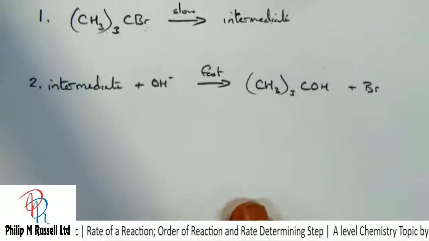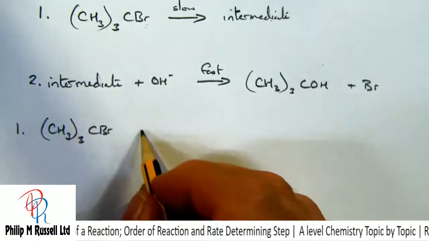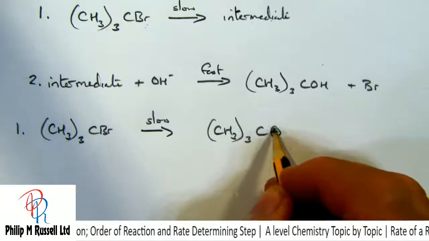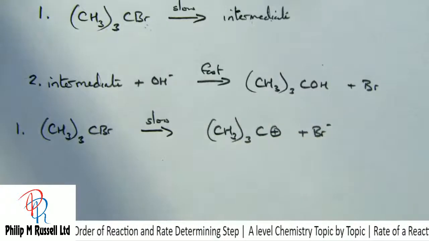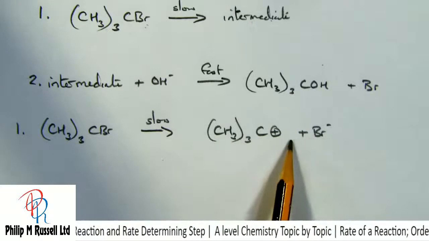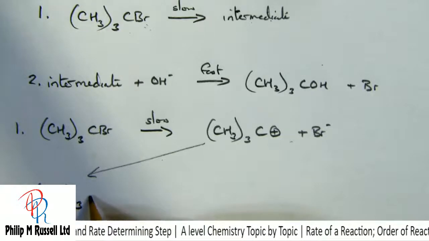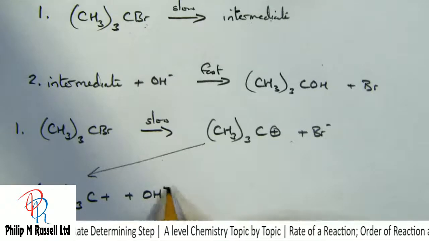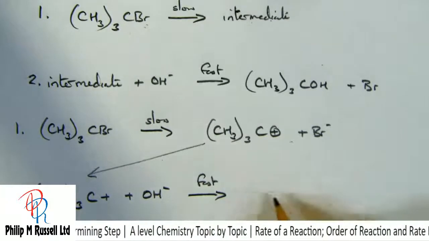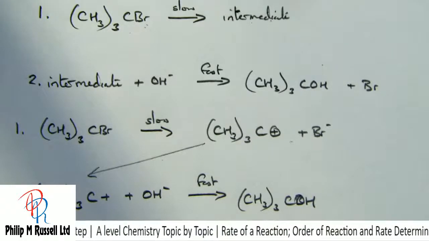So let's draw our steps in. I'm guessing that our (CH3)3CBr with a nice slow reaction is going to give me (CH3)3C, we'll give it a plus, plus a Br minus. So that's my guess at an intermediate. It may be right or it may be wrong. It doesn't matter, because this intermediate then is going to react with my OH minus, and that is going to give me a fast reaction, which is going to give me my (CH3)3COH plus my Br.